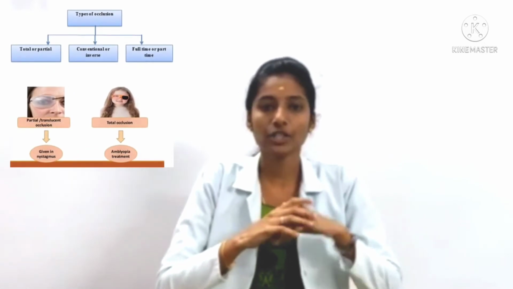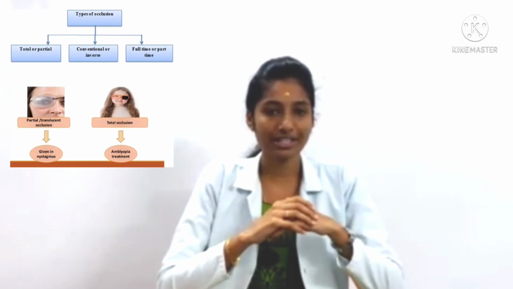So now we are going to see the fourth vision therapy, that is the occlusion therapy. It is a passive treatment used for amblyopic children. It is very effective under the age of 8 to 9 years. There are some types of occlusion therapy: total and partial occlusion therapy, conventional and inverse occlusion therapy, and full-time or part-time occlusion therapy.